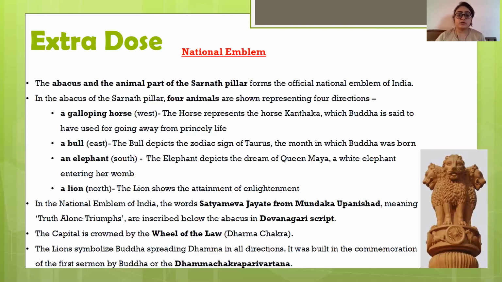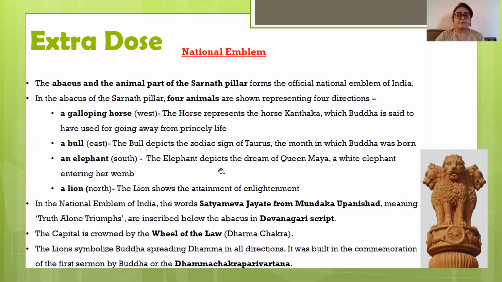In the national emblem of India, the phrase Satyamev Jayate from the Mundaka Upanishad is important. Satyamev Jayate, which has been inscribed on the national emblem, has been taken from the Mundaka Upanishad. And what does Satyamev Jayate mean? It means truth alone triumphs. Okay, and it is in the Devanagari script. The script that has been used to write Satyamev Jayate is the Devanagari script.